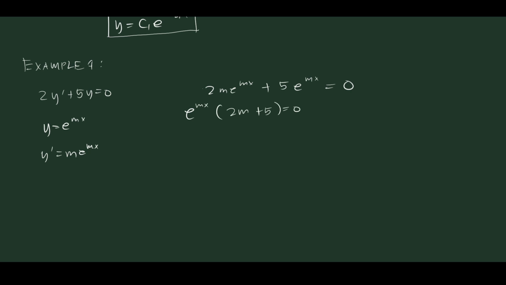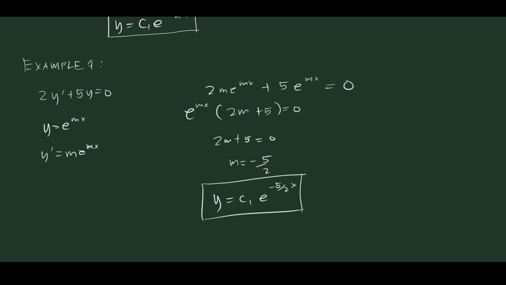Again, for this statement to be true, 2m plus 5 should be equal to 0 because e raised to mx cannot be equal to 0. If we solve for m, you will get m is equal to negative 5 over 2. So our general solution therefore is y is equal to c1 e raised to negative 5 over 2 x. This is now our general solution.